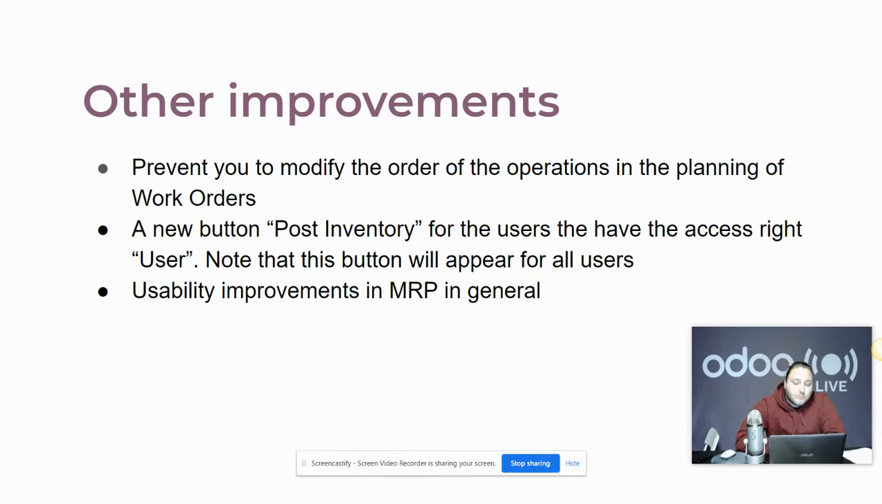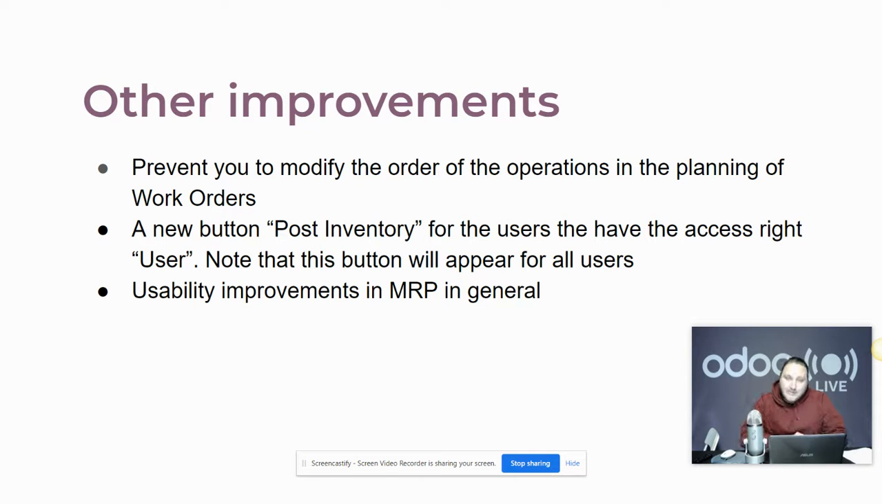Those improvements will prevent you from modifying the order of the operations in the planning of work orders. It's a little bit linked to the planning. A new button now appears on manufacturing orders: post inventory. This is basically the same as the one that Mark has done, but this button will be for users and not only for managers as before. And there are some other usability improvements in MRP in general.